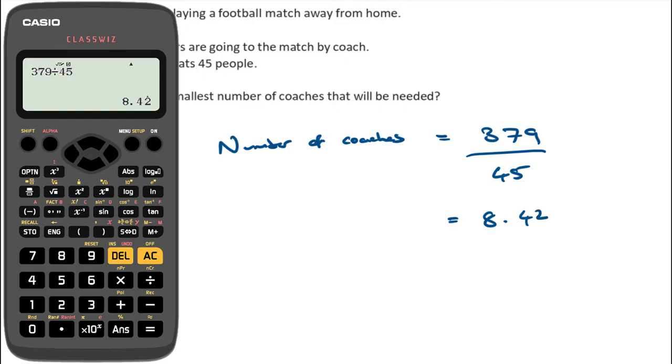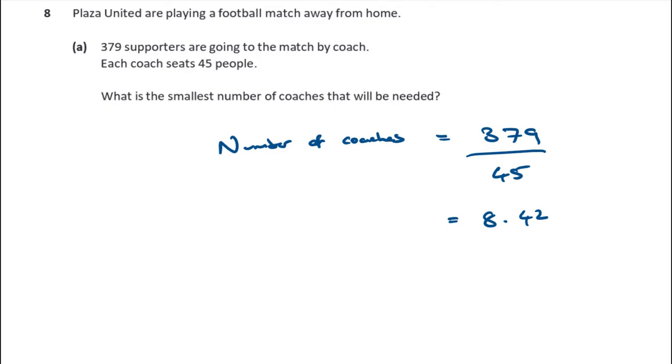But you can't have 0.42 of a coach. You'd only get like the front half and the front wheels, and then it would be cutting a bit in half, and you would have no rear to it. So that's not going to work, is it? So you can't have 0.42 of a coach. You can have 8 coaches, or you could have 9 coaches. We need to decide which way to round this.